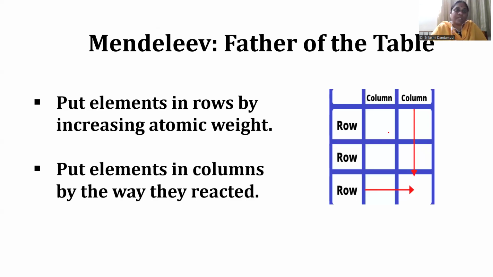So Mendeleev is the father of the periodic table. He put the elements in a row by increasing order of their atomic weight. The elements which reacted similarly, that means based on the chemical properties, he placed in a column. Based on the atomic weights, he placed them in rows.